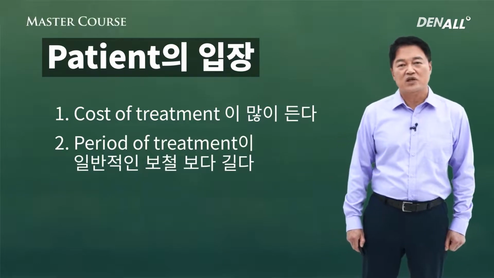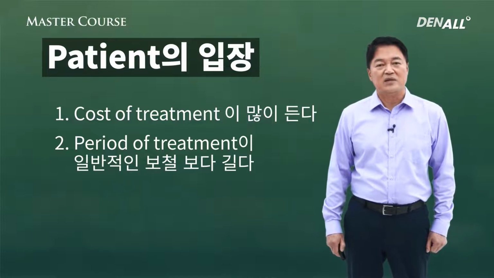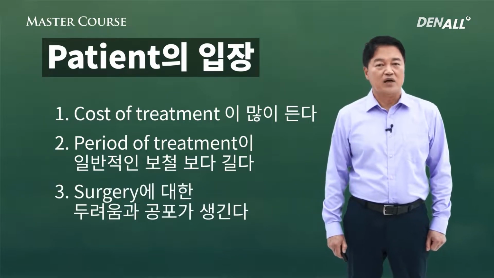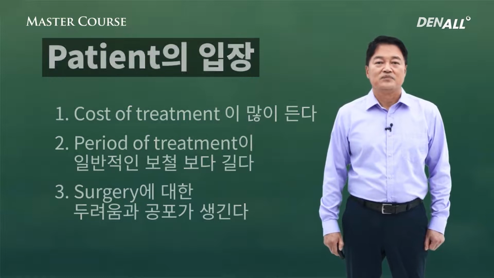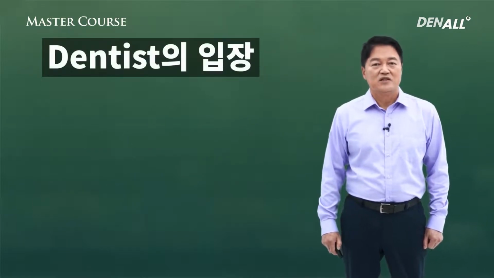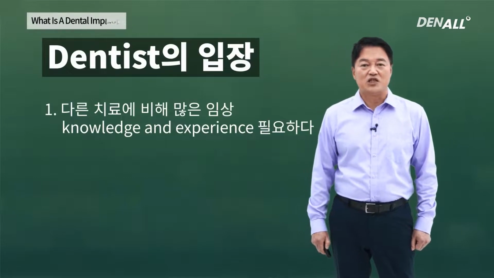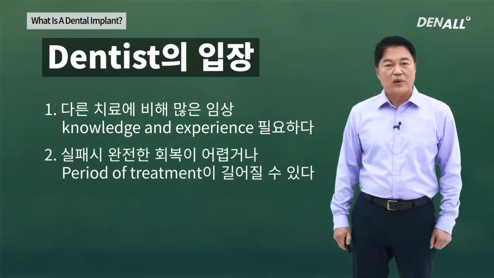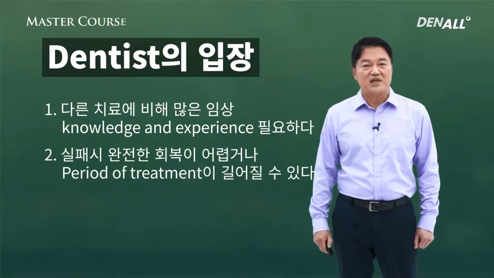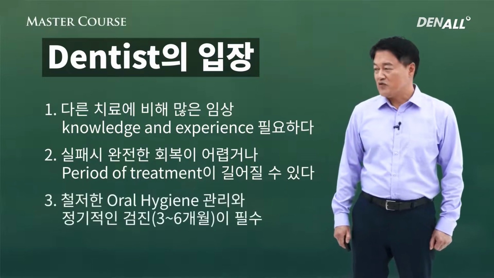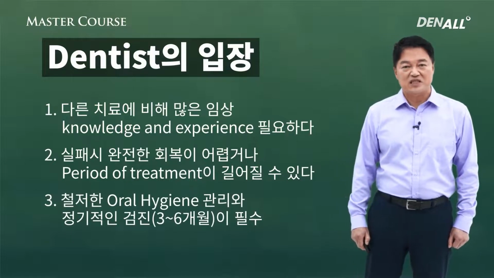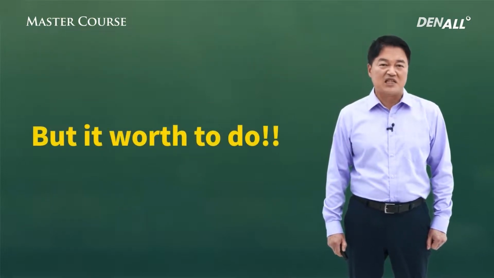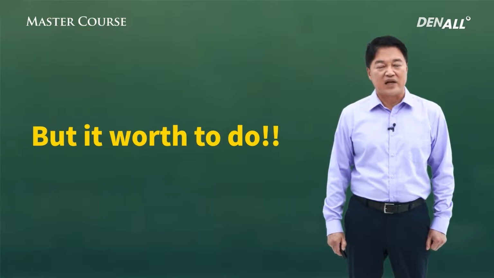Compared with other prosthodontic treatment, implant treatment can take slightly longer, at minimum 2 months to 3 months. So it's slightly longer than prosthodontic treatment. Additionally, there's fear of surgery. From a dentist perspective, compared with other treatment, it requires a lot of clinical knowledge and experience. Second, if it fails, it is difficult to achieve full recovery or the period of treatment can become elongated. Thorough oral hygiene and regular checkup is also essential. However, implant has many advantages and it can overcome such disadvantages.